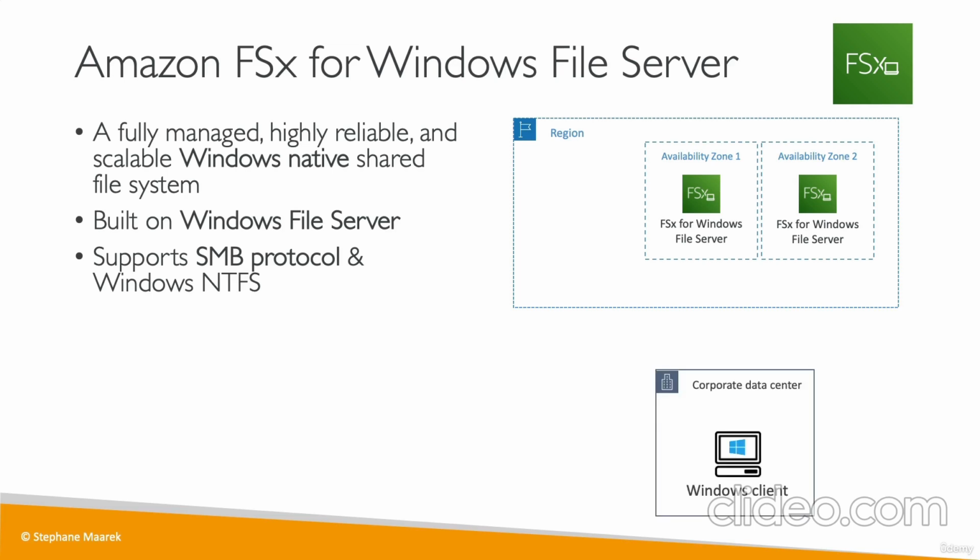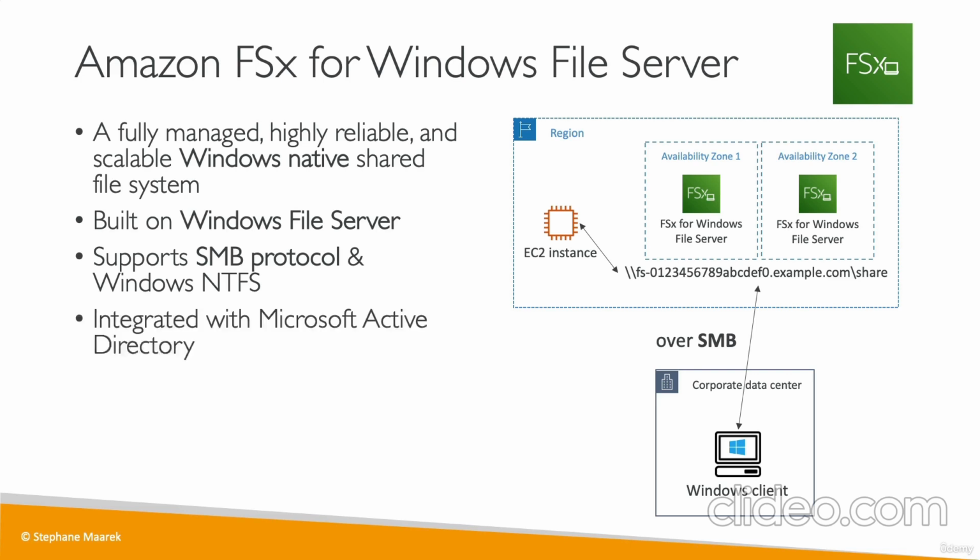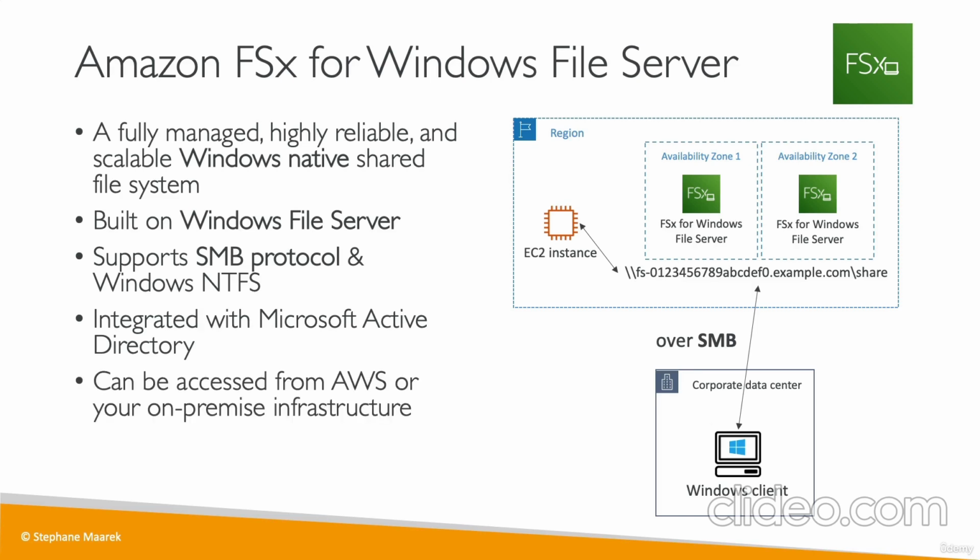If you look at your corporate data center and you have a Windows client, for example, over SMB, it's able to access the Windows file server. But also if you had EC2 instances that are Windows-based, then they could access this Windows file server as well. So Amazon FSx is the way to deploy this Windows file server that leverages the SMB protocol and Windows NTFS. Because this is also a Microsoft type of offering, there is integration with Microsoft Active Directory for user security, and Windows file server in Amazon FSx can be accessed from AWS directly, or, as you can see on this diagram, from your on-premises infrastructure.